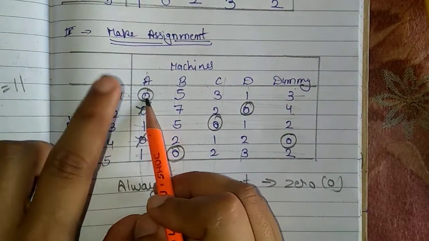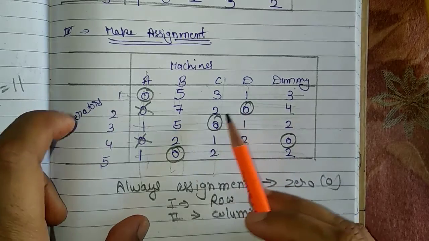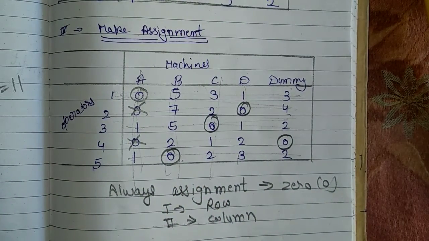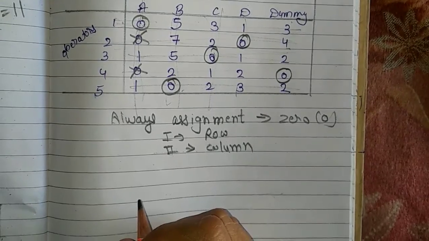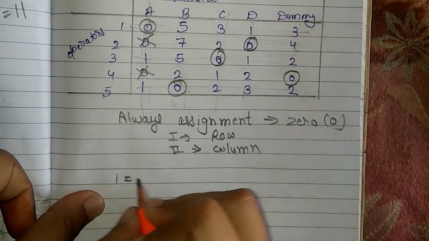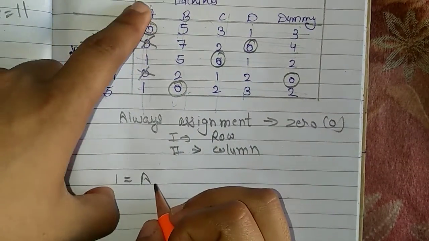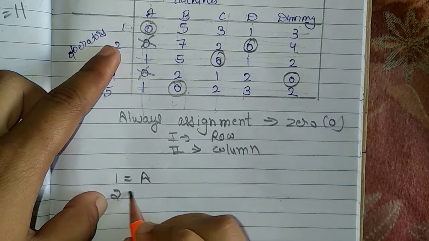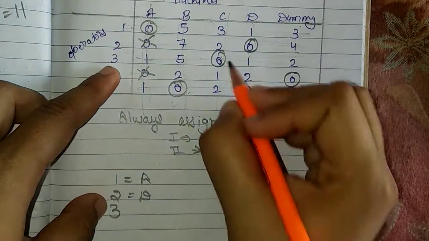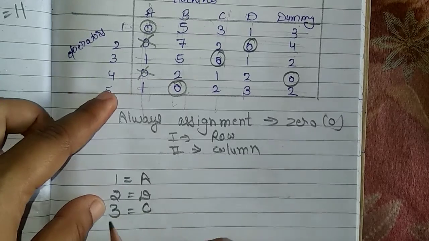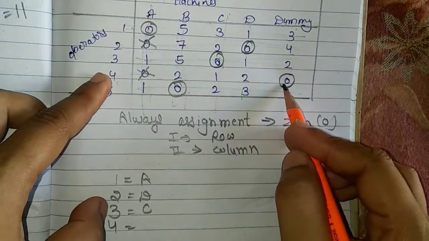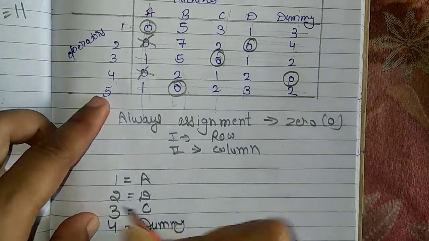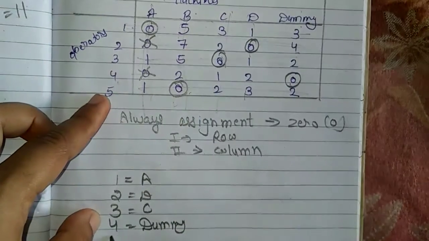Here 1 gets assignment, here 2 gets assignment, here 3 gets assignment, here 4 gets, and 5. Now we can write here: 1 is equal to A, 2 is equal to D, 3 is equal to C, 4 is equal to dummy, 5 is equal to B.